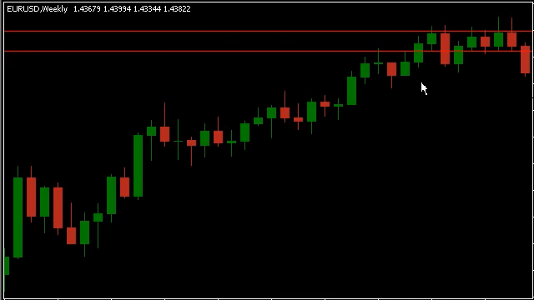Well, there we go. We've got a break of our support line. And in this case, it closed below that. So what we'll be interested in is taking a trade short. Now we might have gone down into our lower time frames and seen a better possibility for an entry here, on maybe a daily chart, 4 hourly, 1 hour.